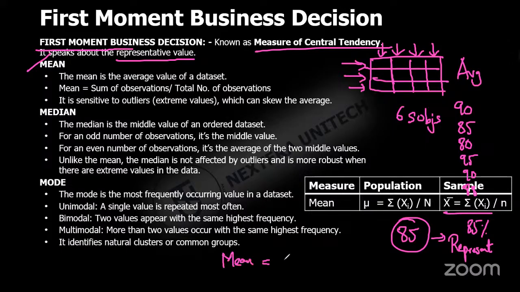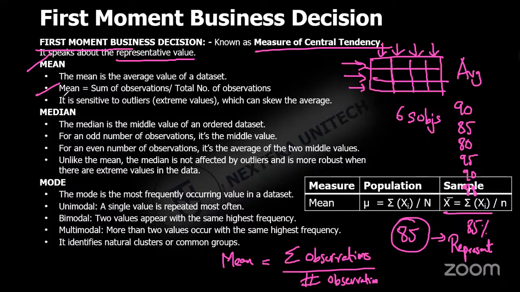Average. How is average calculated? Sum of observations by total number of observations. Right? Yes. Sum of observations by total number of observations will give us the mean value. Yes. Here we have the formula. Mean is nothing but the average value.